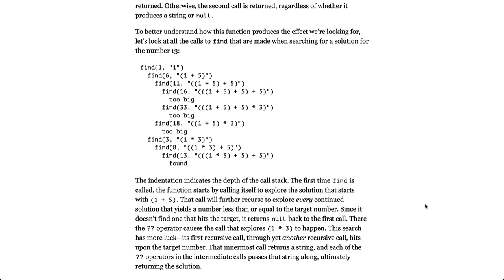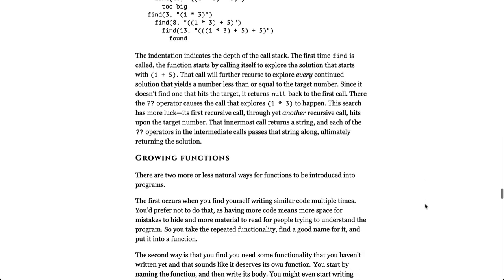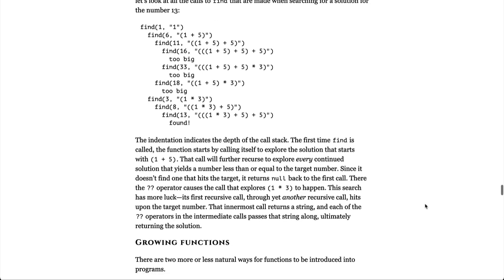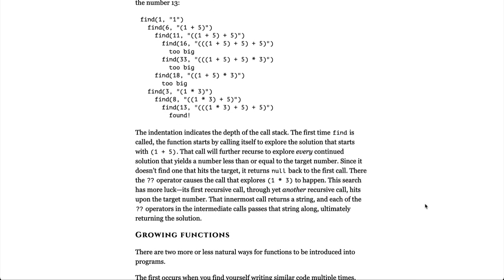To better understand how this function produces the effect we're looking for, let's look at the calls to find that are made when searching for a solution for the number 13. The indentation indicates the depth of the call stack. The first time find is called, the function starts by calling itself to explore the solution that starts with 1 plus 5. That call will further recurse to explore every continued solution that doesn't yield a number greater than the target number. Since it doesn't find one that hits that target, it returns null back to the first call.